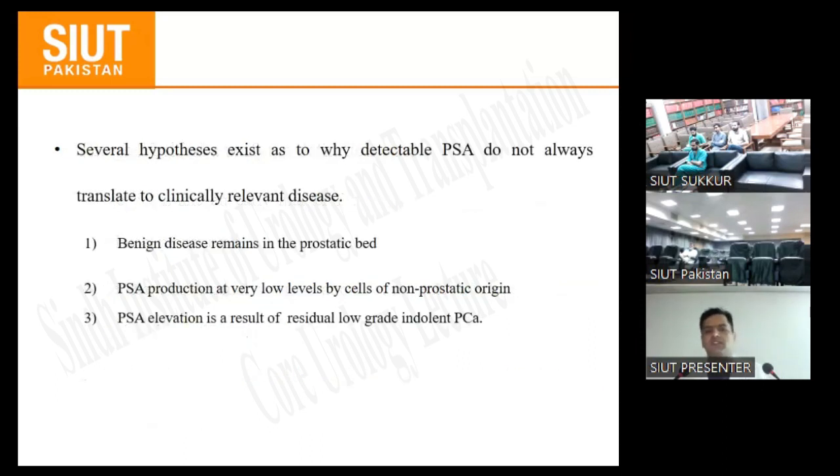Several hypotheses exist as to why detectable PSA does not always translate to clinically relevant disease. Benign disease may remain in the prostatic bed, PSA may be produced at very low levels by cells of non-prostatic origin, or the PSA elevation may be a result of residual low-grade indolent prostate cancer.